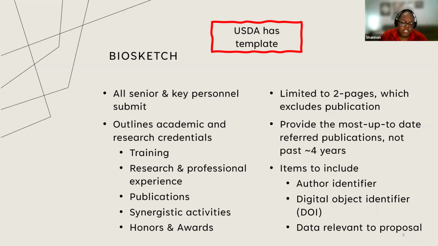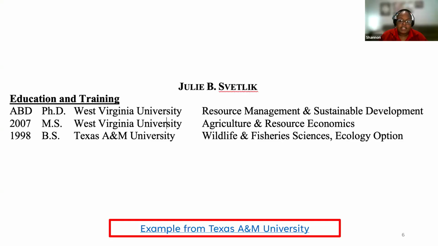You can also use your digital objective identifier, the DOI, and if applicable, you can list data publication or published data products relevant to the proposed project. So I didn't have examples on Friday, but I have examples today. So this is the top of the bio sketch. You can see here that we have the person's name, and we have their education listed there.